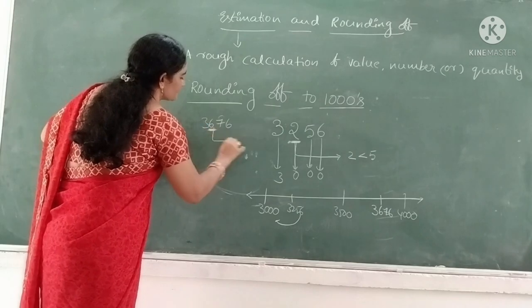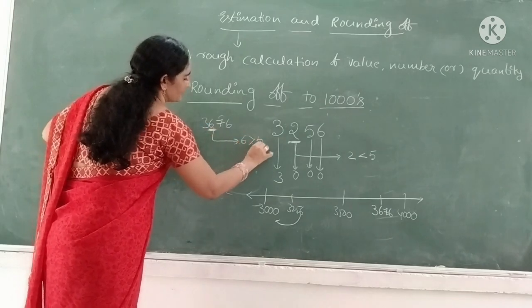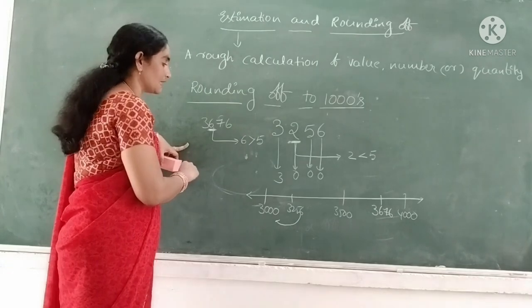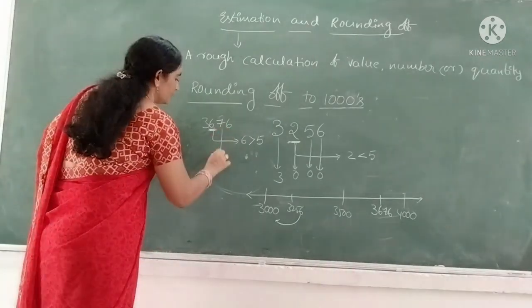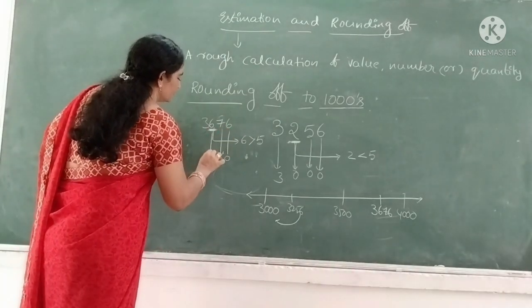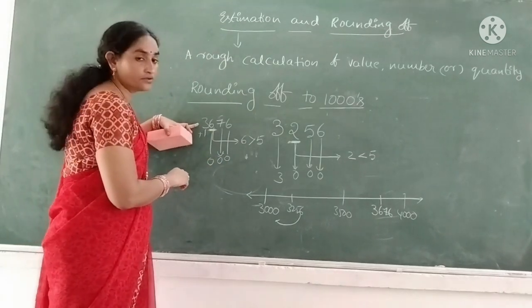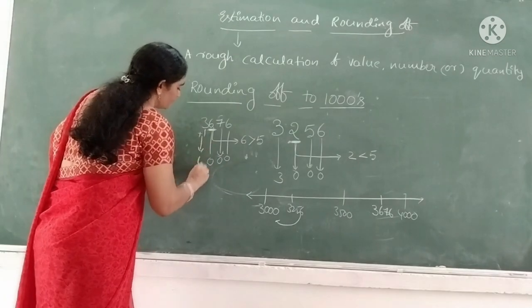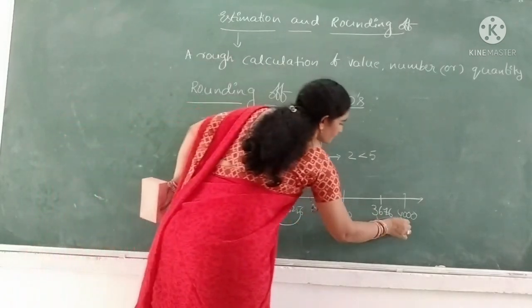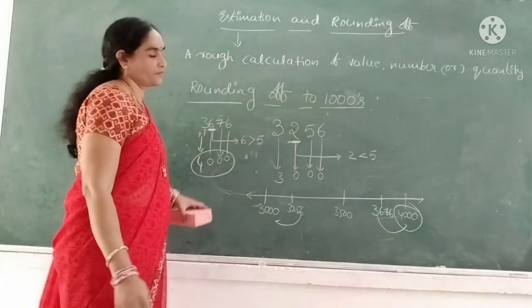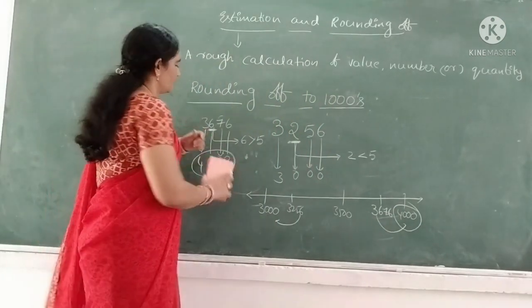We take the number 9. Then we observe the 100th place. The 100th place is greater than 5. The lower places become zeros, 0, 0, 0, and add plus 1 to the thousands place. This is 4000, nearest to 4000. You understand? One more example.